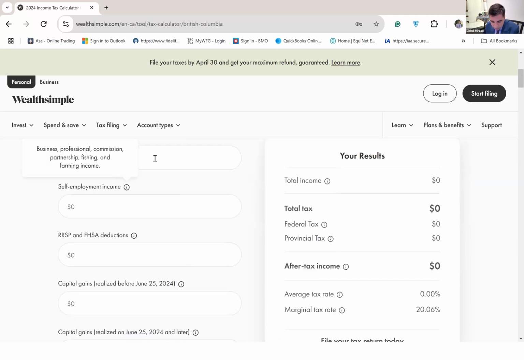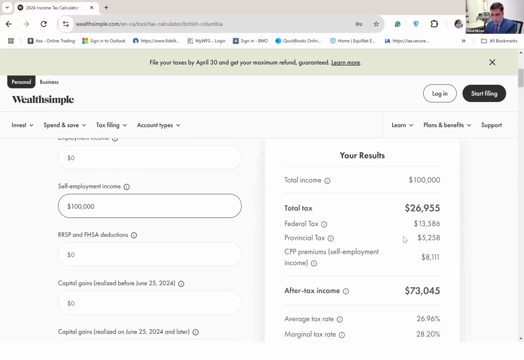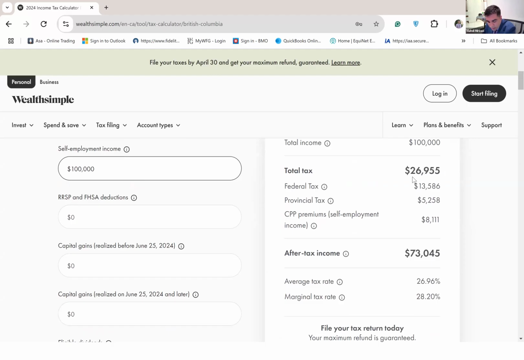Okay. So go to the simple tax calculator, and let's say the person lives in BC. If the person makes self-employed income, a business income of $100,000, look at here. How much is the total tax that they have to pay? $27,000 almost, plus $8,000 CPP. So it's going to go over to $35,000. So the total tax on this income is 35%.